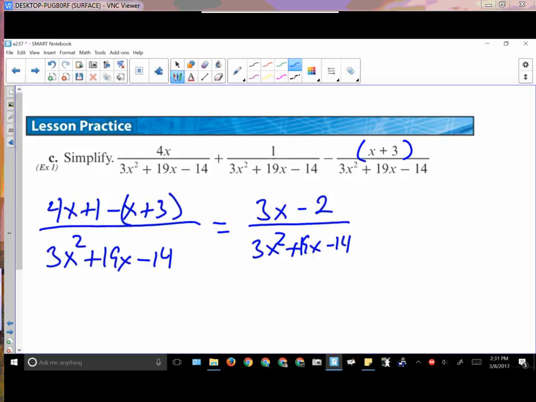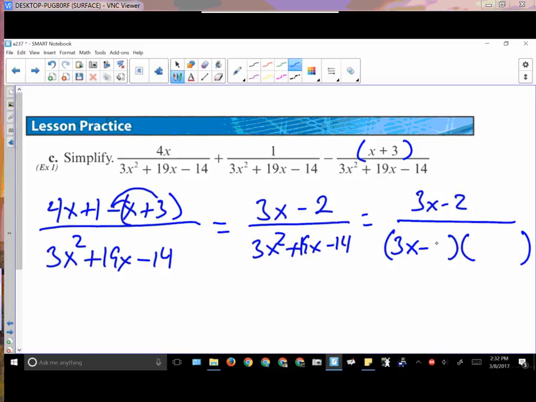Questions? I see some of you looking rather perplexed. Oh, just remember, the negative goes onto the x and the negative goes to the 3 as well. Okay. So, 3x minus 2, factor. Well, it would be nice if I could get a 3x minus 2 on the bottom. Let's see if we can actually do that. I'm just going to write this in real quick.